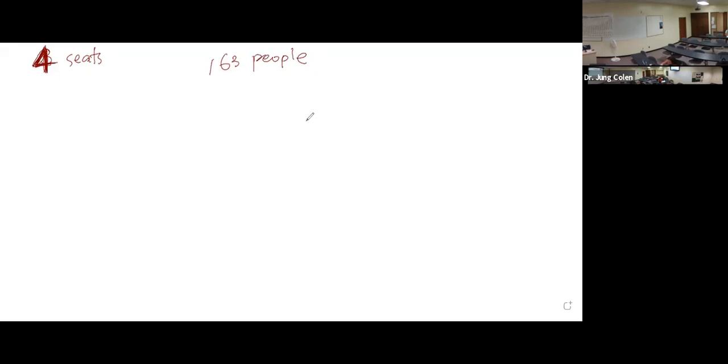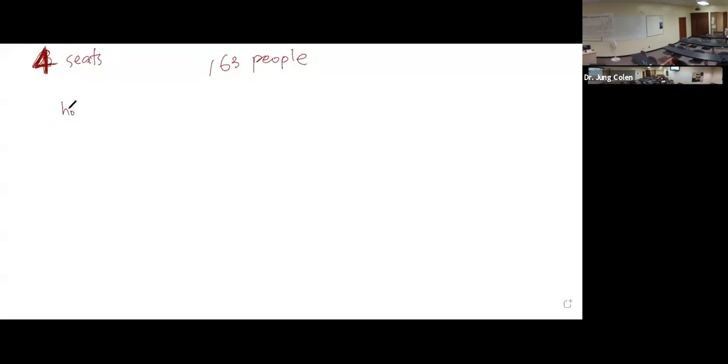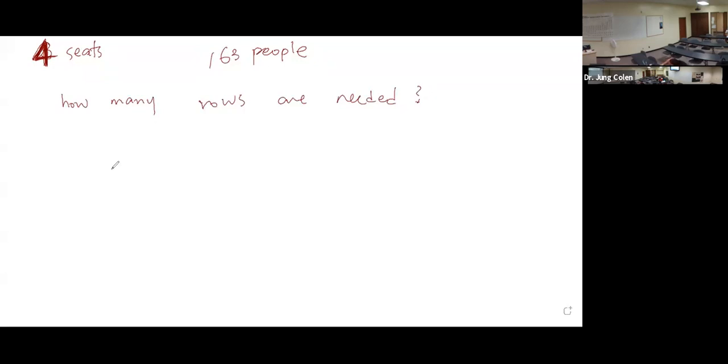How about that? If you have 4 seats in a row, and there are, let's say, 163 people who want to go in this plane, how many rows of seats are needed for the passengers? My question is, how many rows are needed in this airplane? Okay, I want to hear as many strategies as possible.